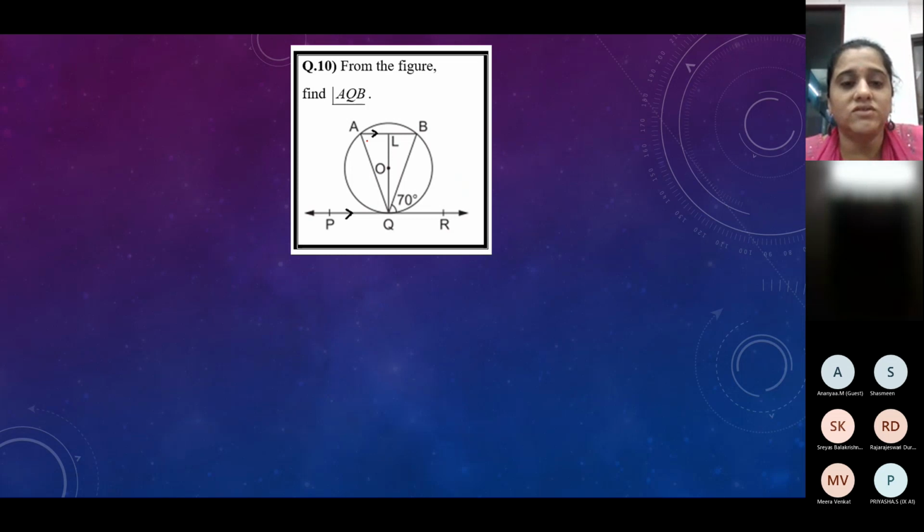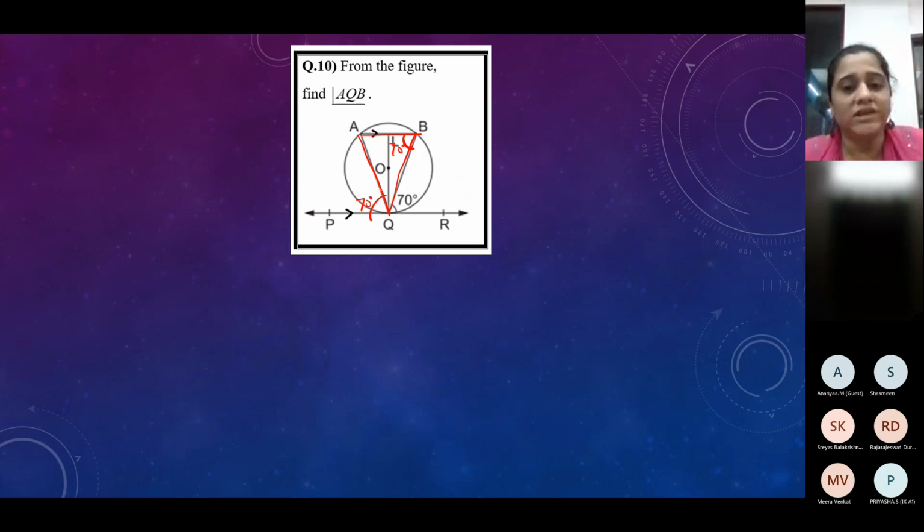So this is the chord AQ, and this is the tangent. This angle is equal to this angle by the alternate segment theorem, because this is the chord, this is the tangent, and this is the angle between the chord and the tangent, in the minor segment. The other part of the circle is the major segment. The chord AQ subtends angle ABQ at the point B in the major segment. So this angle is equal to this angle. So this is also 70, because this is 70.